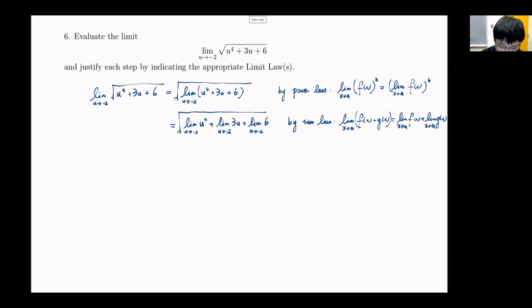Okay, so for the next step, let me leave everything here, but just pull out the constant 3. I will leave the first term unchanged, and then I will pull out the constant 3 in front of the corresponding limit. And then I will leave the 6 here unchanged. So this is by the constant multiple rule.